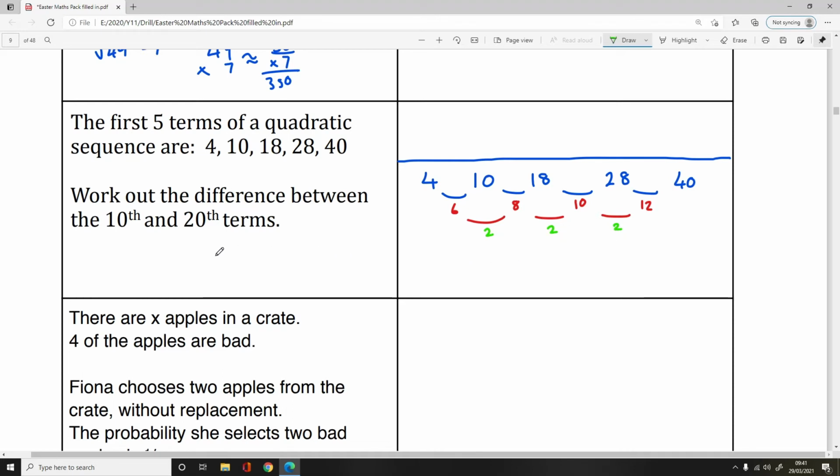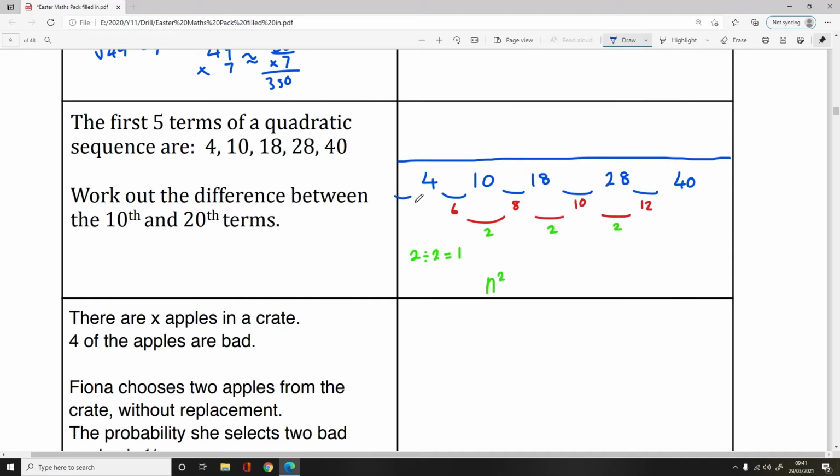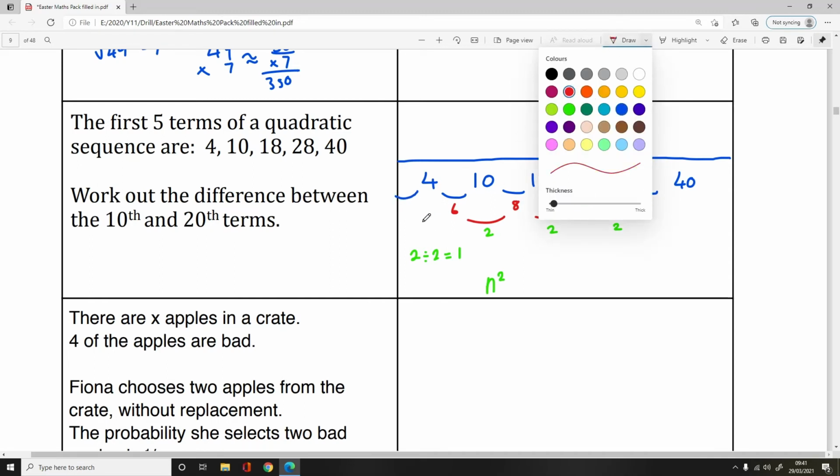If you halve the second difference, you'll get the value of a, essentially, or like how many n squareds we've got. So I know that my nth term is going to be n squared to start with. You then work backwards. So we're going to figure out what was the number for the 0 term, because we want to use that as well.